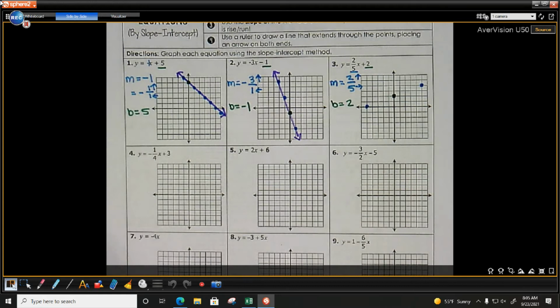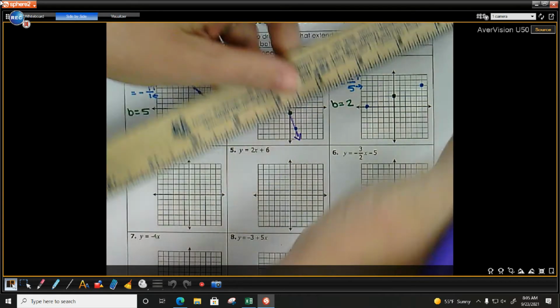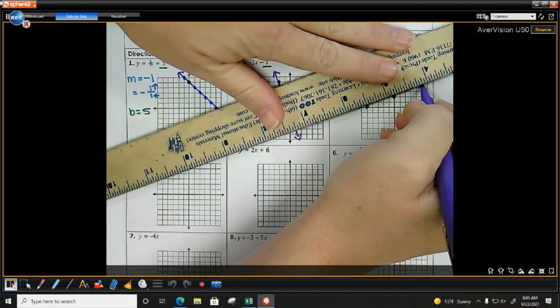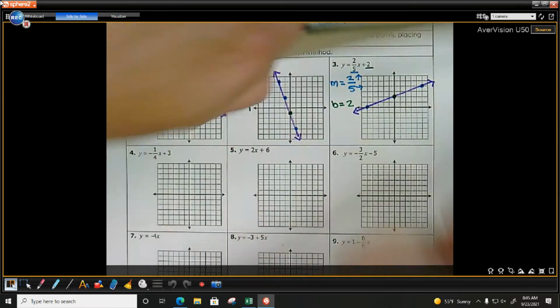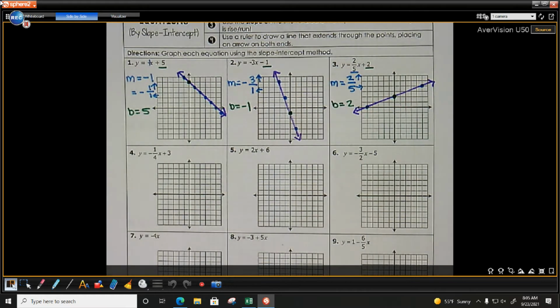And again, guys, when you draw your line after you've plotted your points, it should make a line, because we're doing linear functions, and linear functions, when graphed, make lines. So if yours is not making one nice straight line, you're doing something wrong. Good?